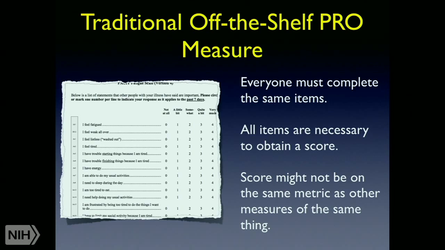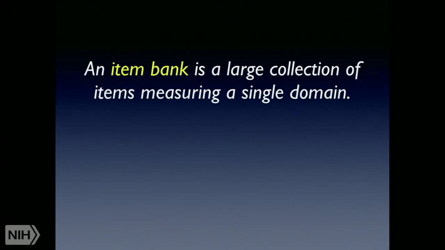And the score on the FACIT Fatigue might not be on the same metric as other measures of the same thing. So for example, the SF-36 has an energy domain that's supposed to be measuring about the same thing. But those scores are on a different metric. The absolute value of those scores means something different from the FACIT measure, right? It's kind of like having two different thermometers that are both supposed to be measuring temperature, but one gives it in one set of numbers and another gives it in another set of numbers, and they're not comparable at all. Okay? This is what we get with traditional off-the-shelf measures.